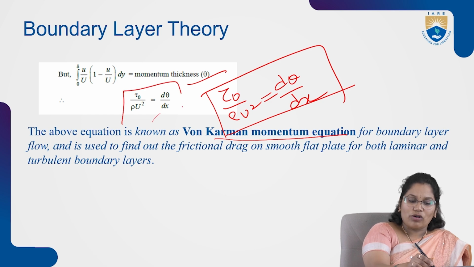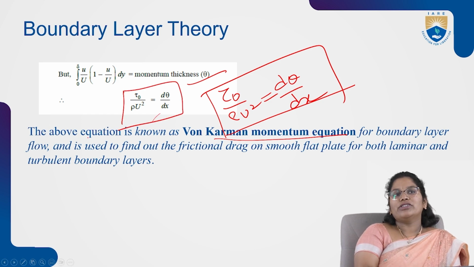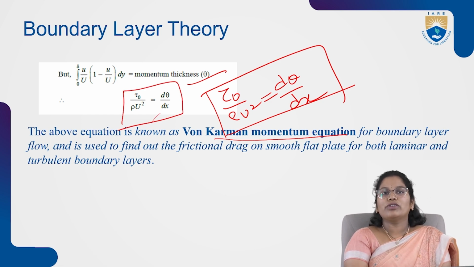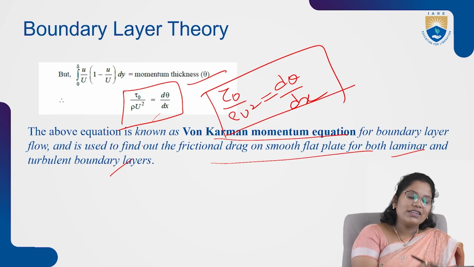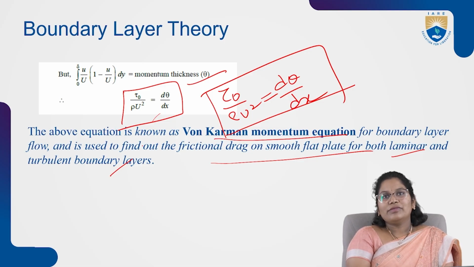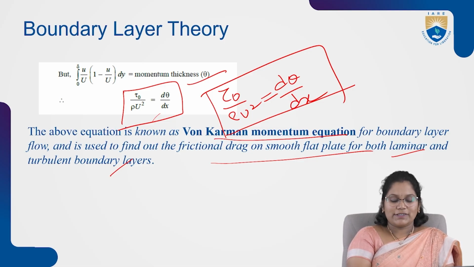The above equation is called as a von Karman momentum equation for boundary layer flow and is used to find out the frictional drag on smooth flat plate for both laminar as well as turbulent boundary layer. This is what a von Karman equation is.